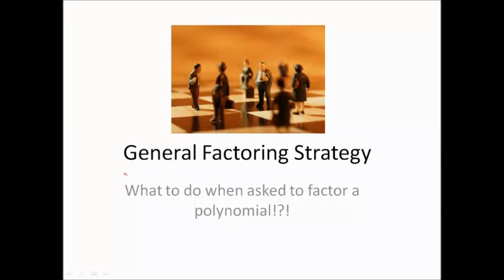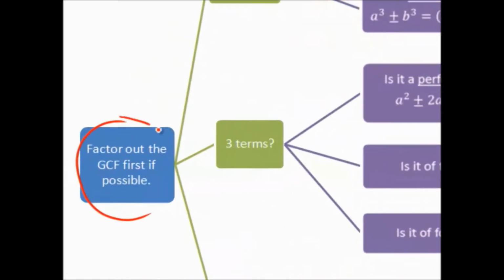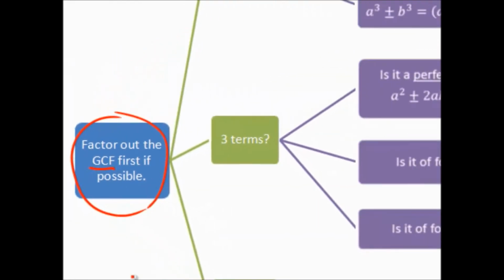In this lesson, we're going to look at creating a general factoring strategy. So basically, we're going to look at where do we start when we're asked to factor a polynomial? What do we do? Well, you can think of a systematic process of deciding which techniques to use depending on what criteria you have in your question. The first thing to do, always, is to take your greatest common factor out first, if possible.